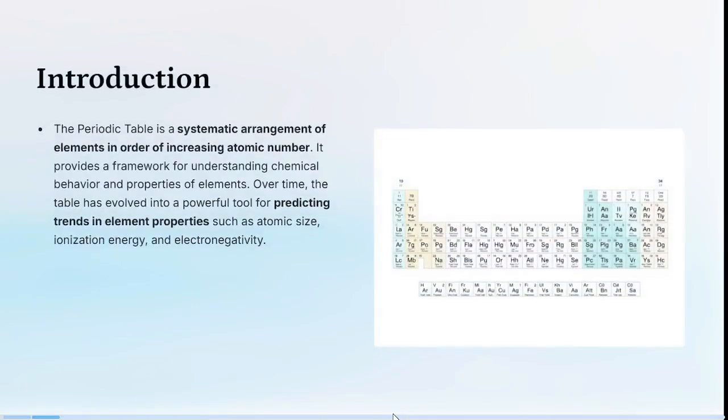So, first, I would begin with an introduction to the periodic table. The periodic table is a systematic arrangement of elements in order of their increasing atomic number, and it provides a framework for understanding chemical behavior.